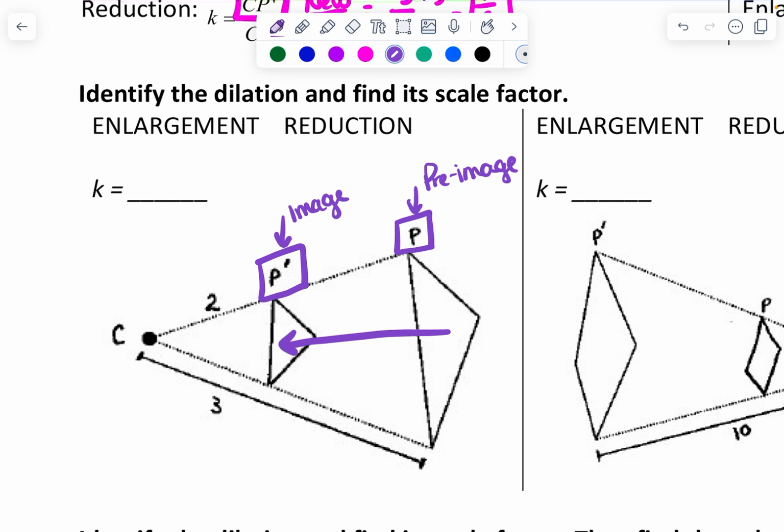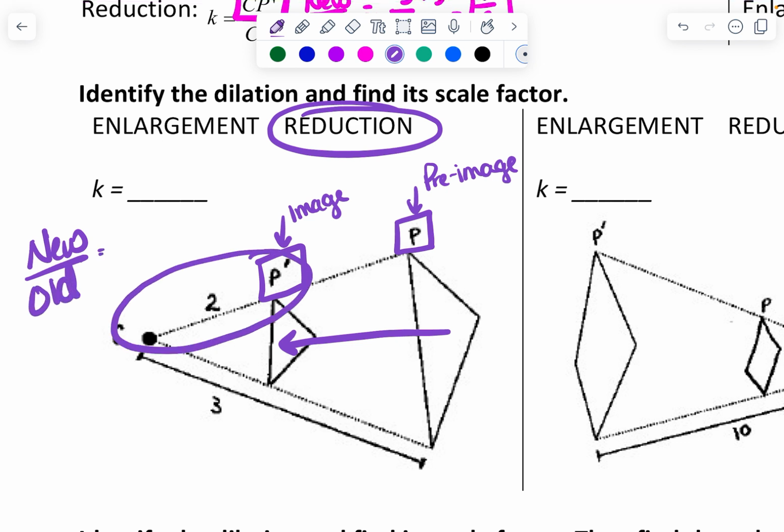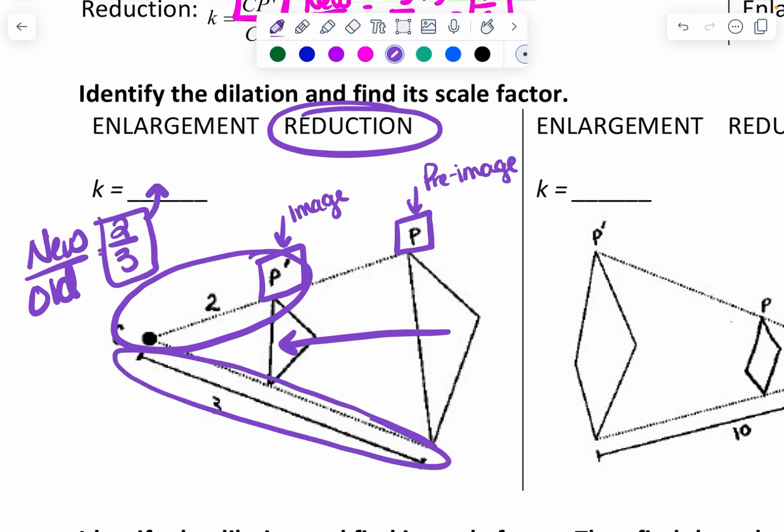So I'm going from the bigger to the smaller, which means it's going to be a reduction. It's getting smaller. To find out the scale factor, I need to do the new length over the old length. Well, the new length to P prime is 2 over the original length is 3. And I cannot simplify that, so 2/3 is my answer. So again, the triangles are getting 2/3 as big. The distance to that center of dilation is also getting 2/3 as big. Let's take a look at the next one.